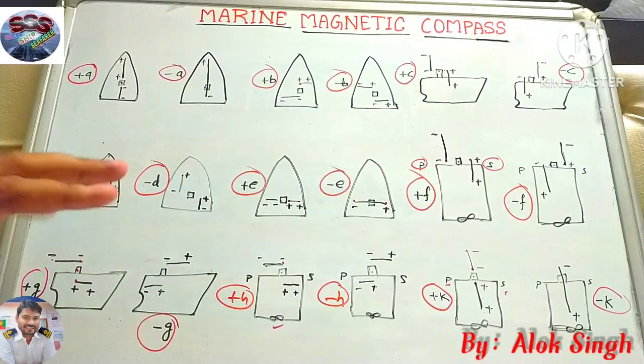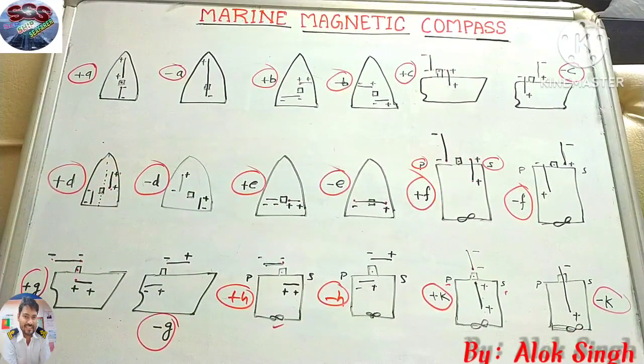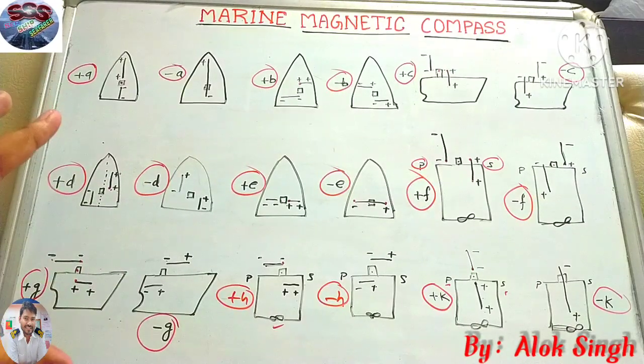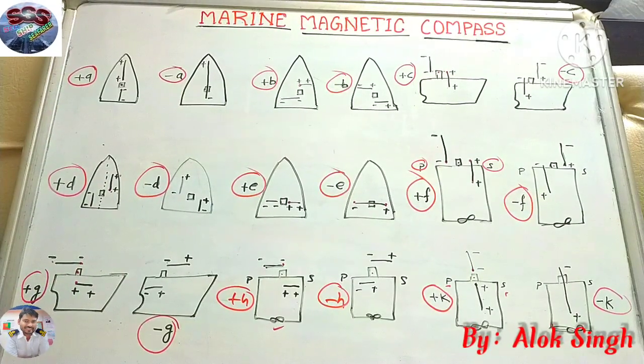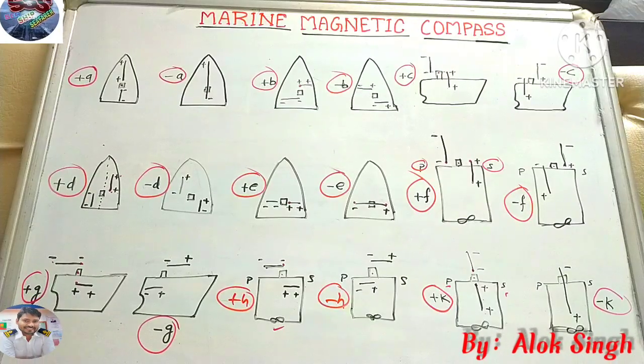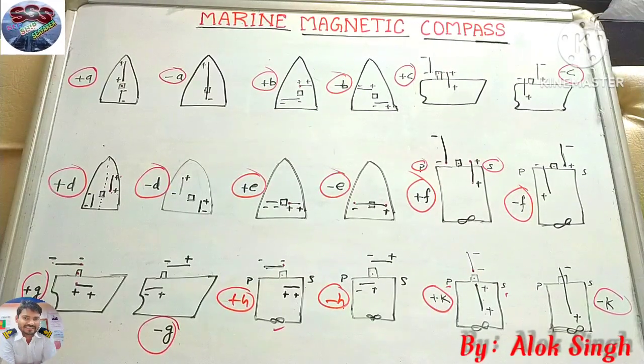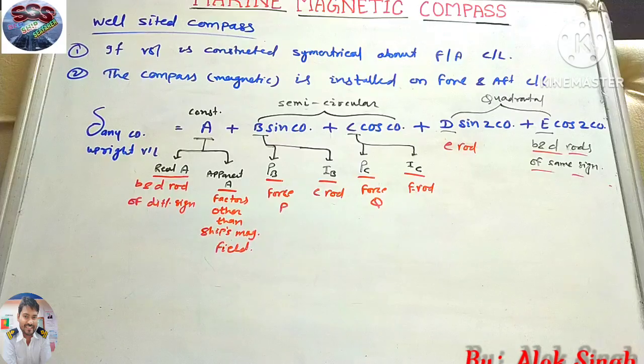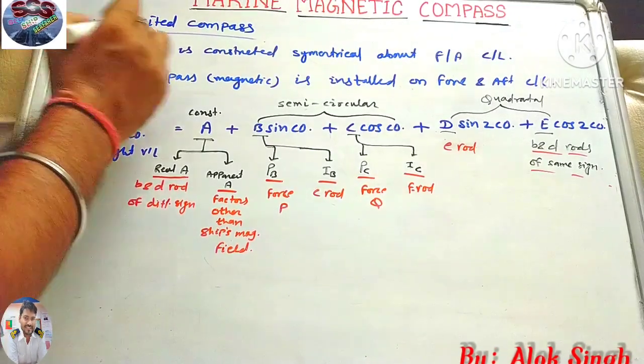So those are the rods which we'll study in detail, and the rest are just for knowledge. We'll go one by one, and now we'll see what a well sighted compass is. So what is a well sighted compass?